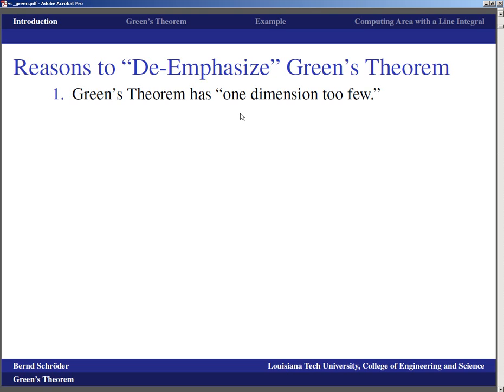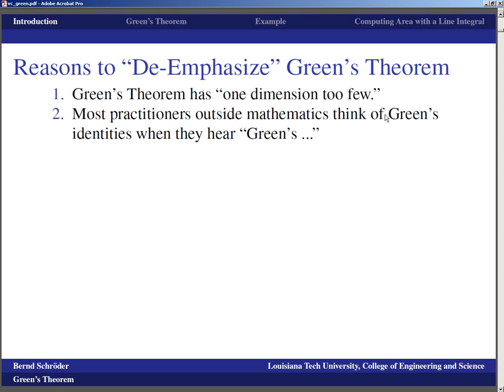Classical mechanics, classical electrodynamics, any kind of classical description of physical reality sits in three-dimensional space. And so that means Green's theorem could only be applied if we have some kind of great symmetry, and by now science has advanced to the point where really three-dimensional modeling is what people need to do.